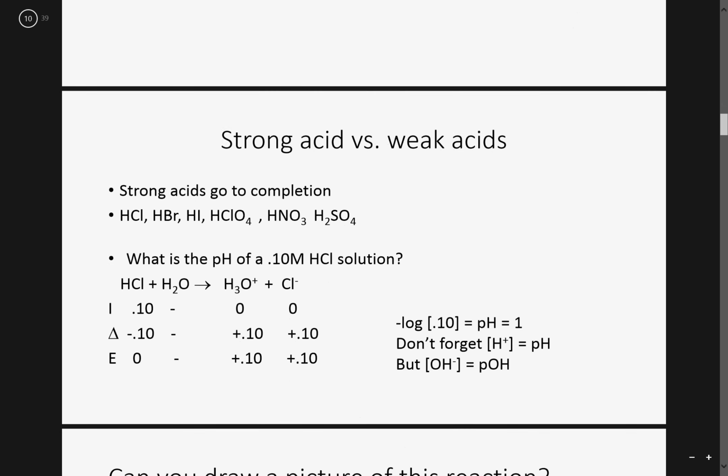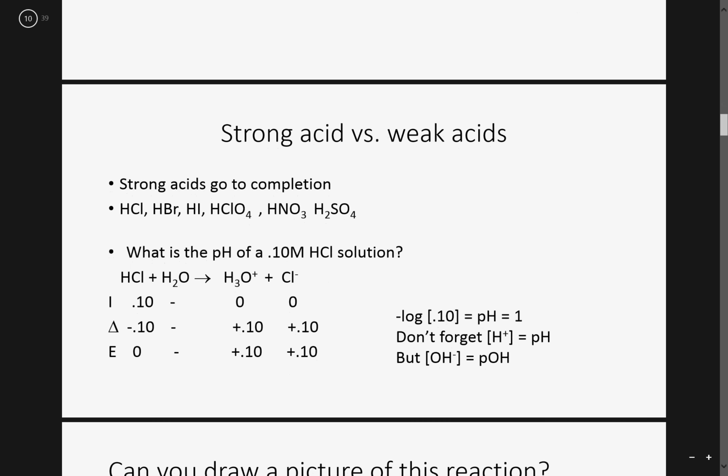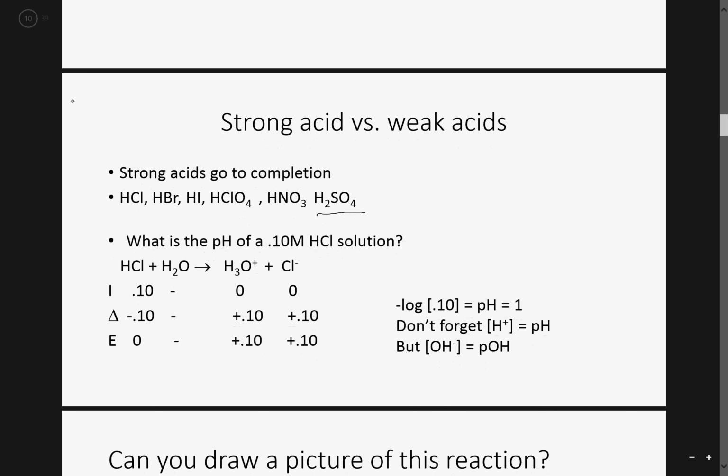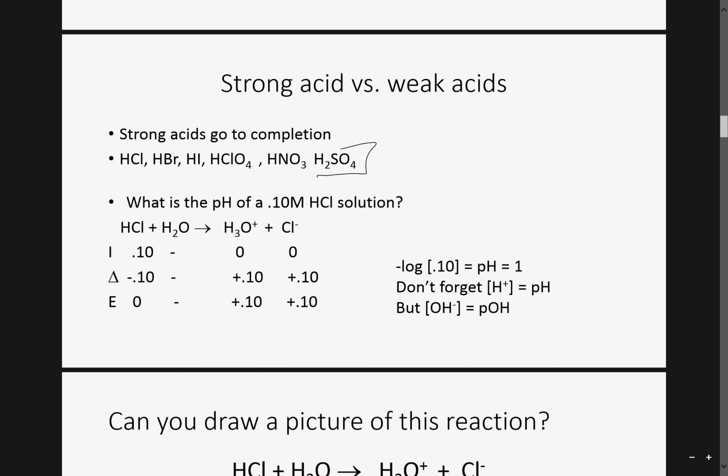Alright, strong acids versus weak acids. Okay, acids. Keep in mind there are 6 strong acids, so if you come across an acid that's not on that list, it is going to be weak. And it's very important that you understand you can do the pH of a strong acid. It goes to completion. Every reaction either goes to equilibrium or it goes to completion.